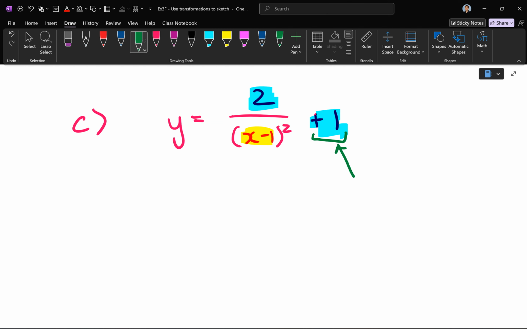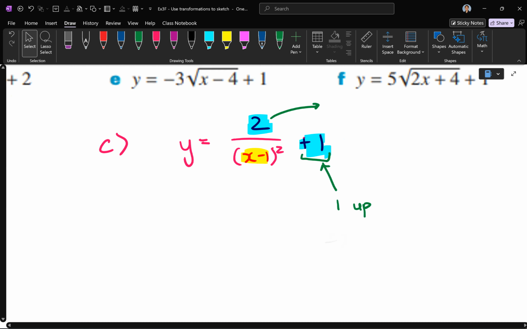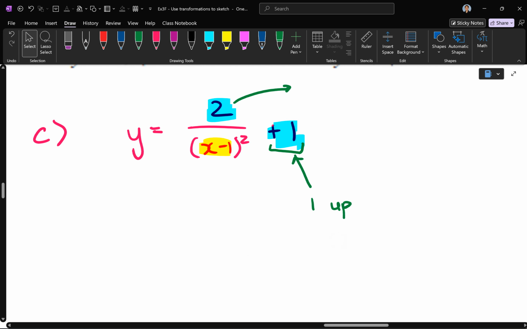Let's go with Alex. What do you think the plus 1 might mean? 1 unit up. Very good. So this is 1 up, or up by 1. What do you think the 2 might mean? Can I please have, let's go with Neil. Dilation factor 2. Good. So dilation factor 2.